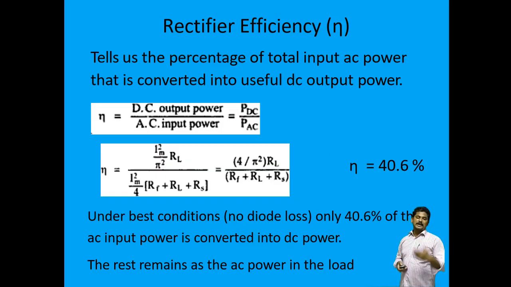For a half wave rectifier, the efficiency value is only 40.6% only. It means that of the given AC input signal, only half of the signal is converted into DC. The remaining half of the signal is not converted into DC. So to avoid such a problem, we use full wave rectifiers or bridge rectifiers to improve the efficiency of the half wave.